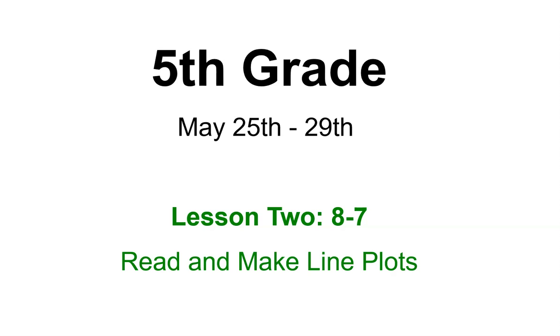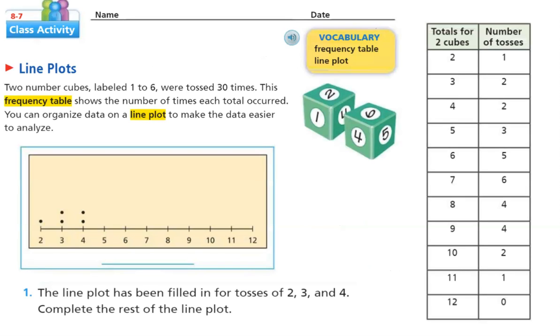This one's on reading and making line plots, and I'm not totally sure what you remember from 4th grade, if you remember doing any of these, or maybe you didn't get to them because they come at the end of the year. But line plots are basically just a visual representation of data. What that fancy sentence means is you've got a frequency table over here, and it gives you data or information that you gathered, and then a line plot is basically just a way to show that data.